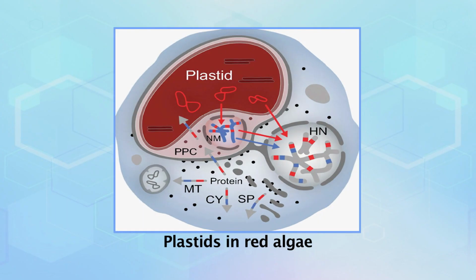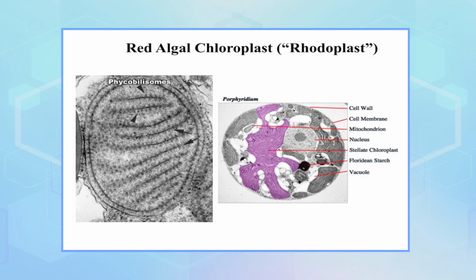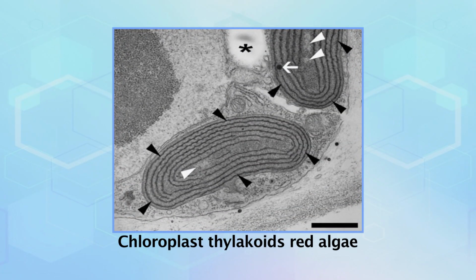Chloroplasts are usually stellate with a central pyrenoid in the morphologically simple Rhodophyceae, whereas in the remainder of the Rhodophyceae they are commonly discoid. In the Rhodophyceae with apical growth, the chloroplasts usually originate from small colorless proplastids with few thylakoids in the apical cell. Chloroplasts are surrounded by the two membranes of the chloroplast envelope with no chloroplast endoplasmic reticulum present. Thylakoids occur singly inside the chloroplast.